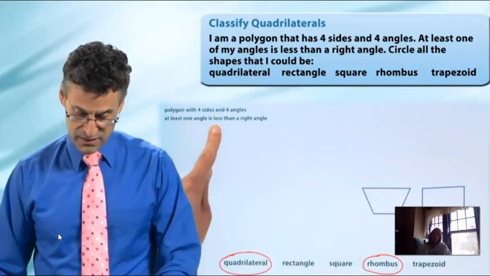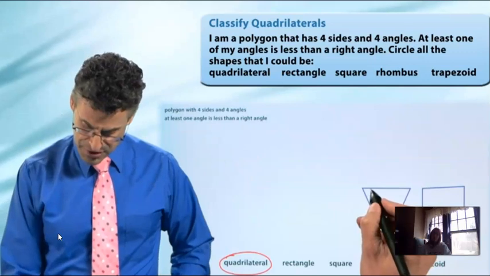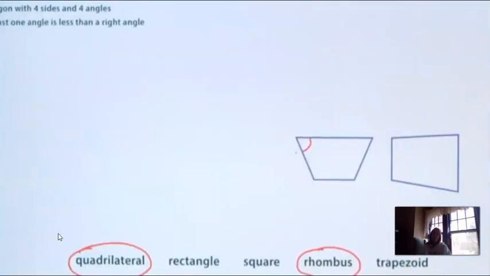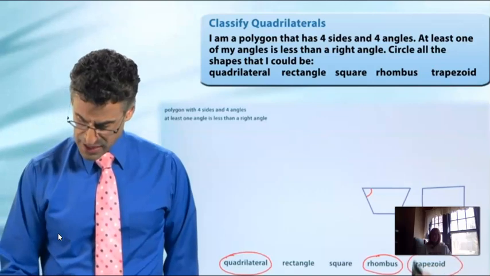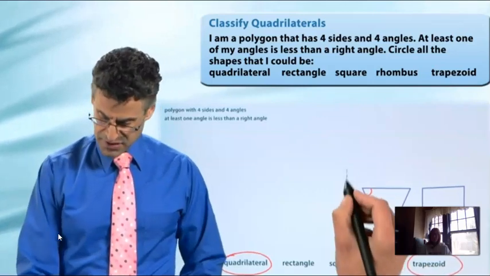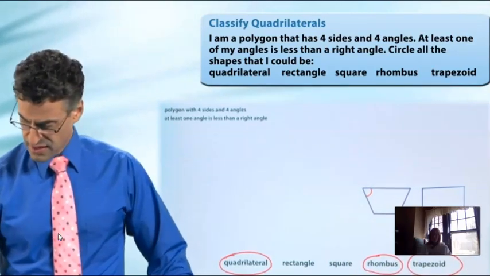All trapezoids have four sides and four angles, so that's great. And is it possible that at least one angle is less than a right angle? Sure, in my picture, that angle looks like it's less than a right angle. And in this picture, it looks like this angle is actually a little bit less than a right angle. So the answer is yes, I could be a trapezoid.